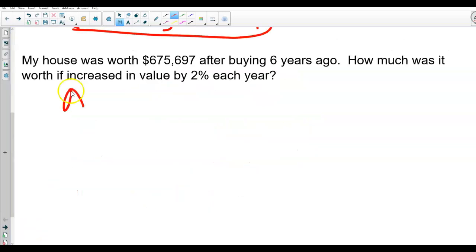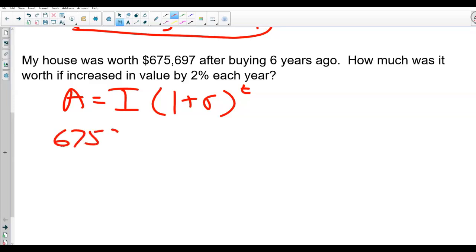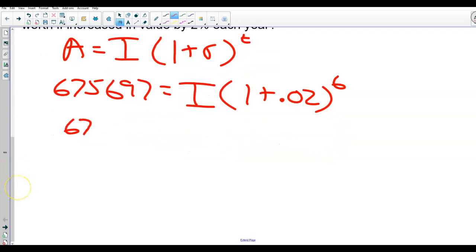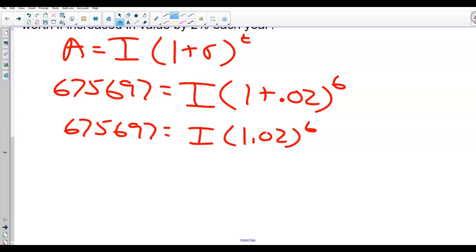Same formula. The amount equals the initial amount, 1 plus r to the t. The difference is the amount is $675,697 equals I times 1 plus my rate of 0.02 to the 6th power. 675,697 equals I times 1.02 to the 6th.